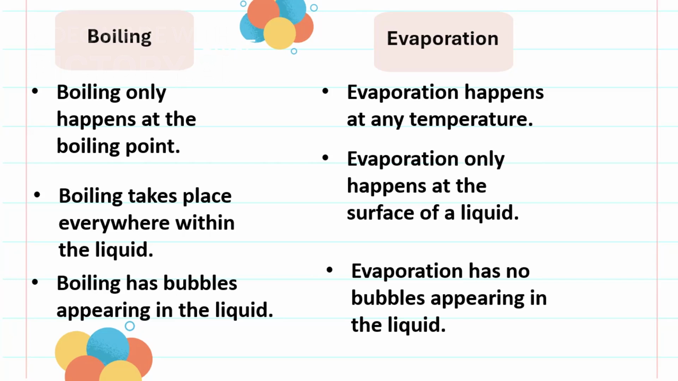3. Presence of bubbles. In boiling, bubbles form within the liquid. These bubbles contain gas formed when particles deep inside the liquid gain enough energy to escape. In evaporation, no bubbles form in the liquid. It is a slow, surface-level process, so the liquid appears still even while evaporation is happening. These observable differences are important because exam questions often ask learners to identify or explain them. Understanding both the particle model and the visible differences makes it easier to answer checkpoint questions confidently.